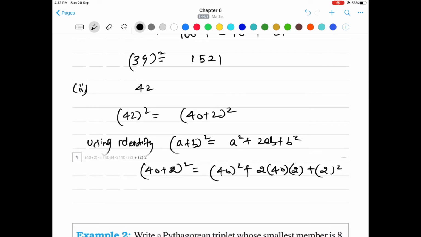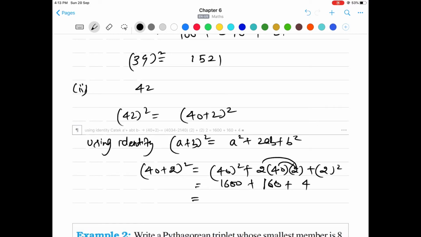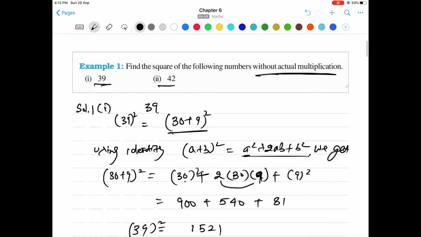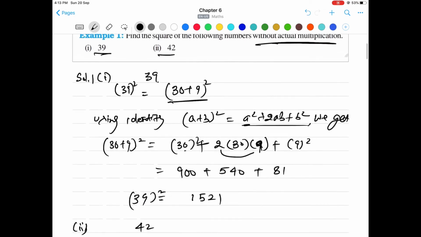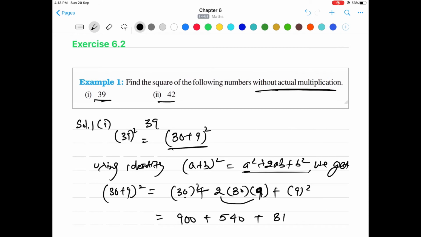Now do the calculation. 40 square is 1600. Then 2 into 2 is 4, 4 into 40 is 160, plus 2 square is 4. So when you add these three, you will get the answer 1764. That's the square of number 42. So that's how you can calculate the square of any number using these two identities, (a + b) whole square or (a - b) whole square.